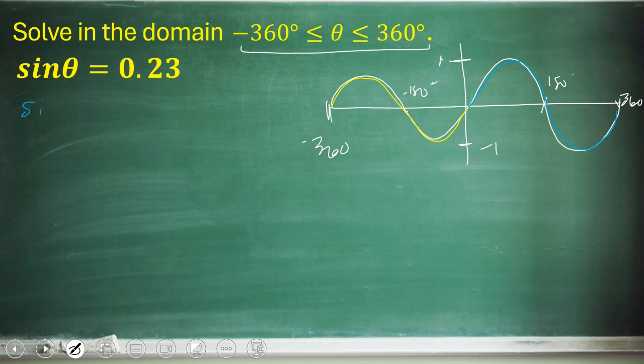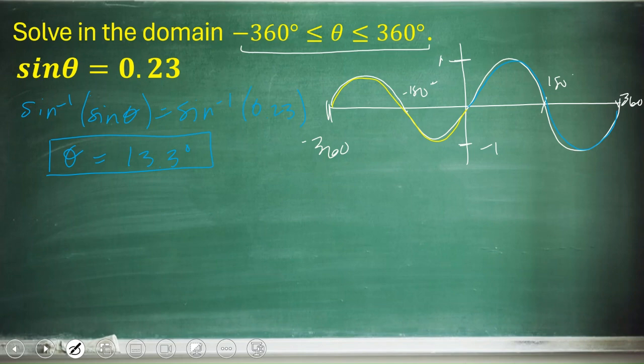I'm going to write that out so you all can see exactly what I'm doing. So when I take the inverse sine of theta, I'm left with theta. When I take the inverse sine of 0.23, what I'm doing is I'm putting that into my calculator, and my calculator is giving me the value of 13.3 degrees. And that is one of our solutions. It falls within our domain of negative 360 to positive 360 degrees.